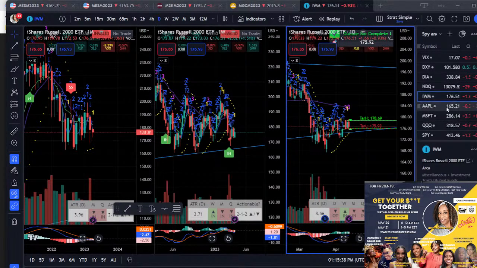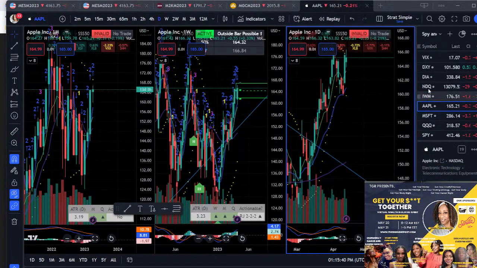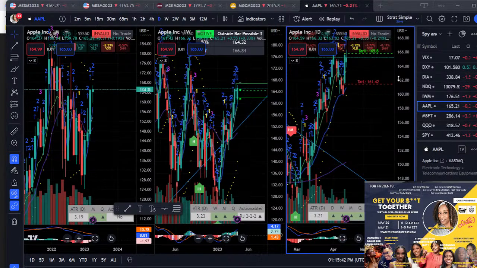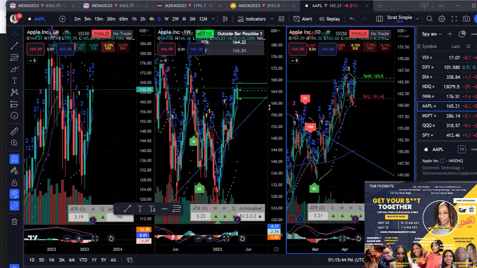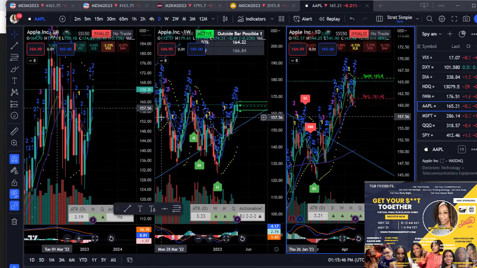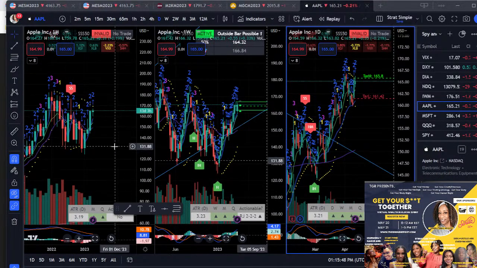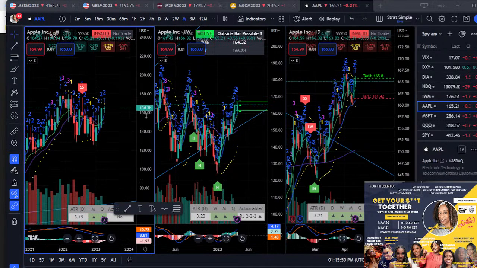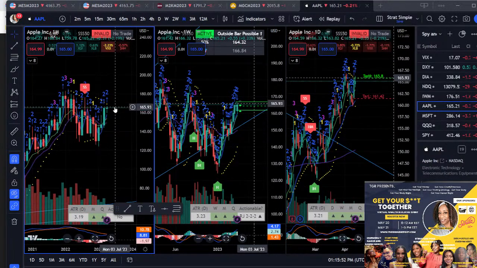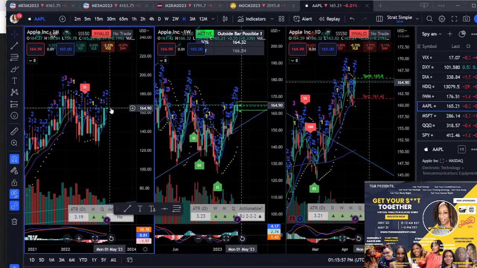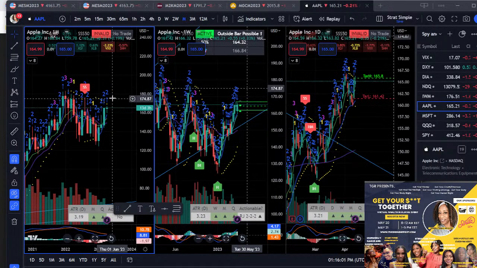And then let's take a look at Apple, our big dog, because Apple's been doing really good. On the month, it took out last month's high, came back in, and now it's looking like it's trying to go for it again. So if it does, there's plenty of room to the upside. 176 would be the target for Apple there.